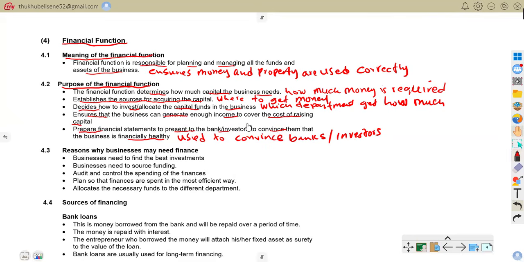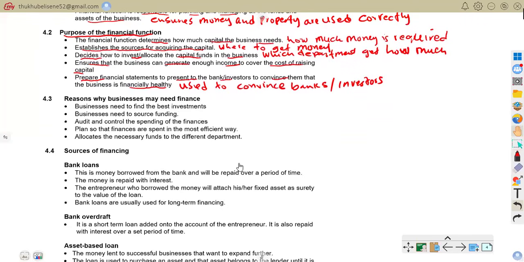So now let us move on to why businesses need finance.